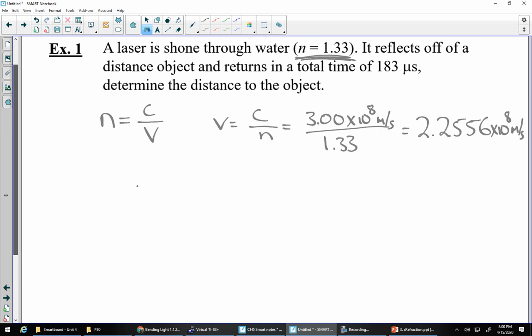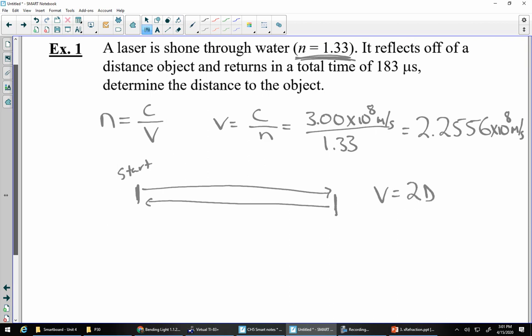So let's just sketch that one out. It's starting here, start, reflects off of a distant object, so it goes all the way there. That's our one-way distance, and then it comes all the way back in a total time of 183 microseconds. So if we wanted to really think this one through, we're just looking for how far away it is. We could either do 2 times the one-way distance, so we could say v is equal to 2 times the one-way distance, divided by the time. Cool.